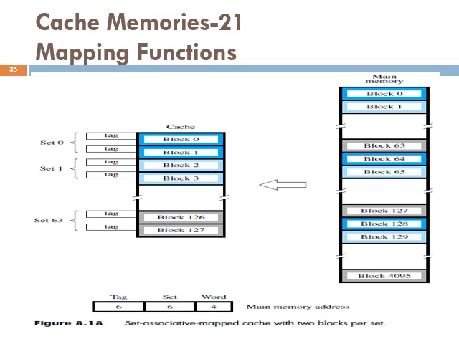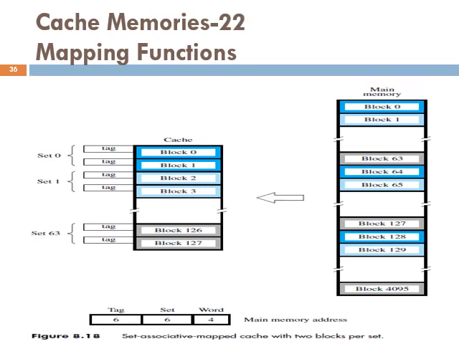Memory blocks 0, 64, 128 and so on till 4032 map into cache set 0, and they can occupy either of the two block positions within that set. Having 64 sets means that a 6-bit set field of the address determines which set of the cache might contain the desired block. The tag field of the address must then be associatively compared to the tags of the two blocks of the set to check if the desired block is present. This two-way associative search is simple to implement.